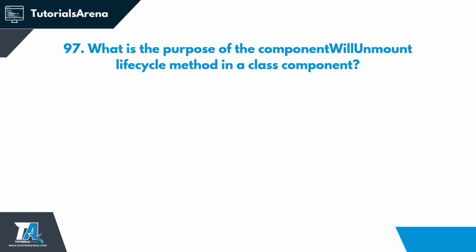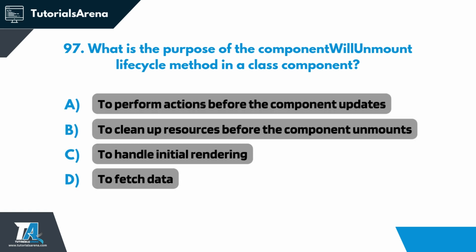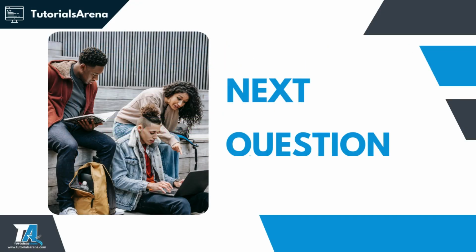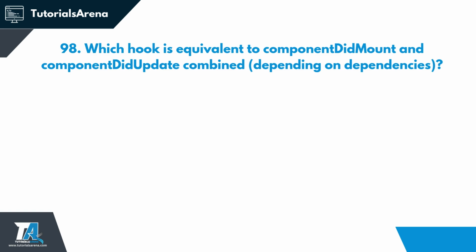Question 97. What is the purpose of the componentWillUnmount lifecycle method in a class component? The options are: Option A, to perform actions before the component updates. Option B, to clean up resources before the component unmounts. Option C, to handle initial rendering. Option D, to fetch data. The correct answer is option B, to clean up resources before the component unmounts. Moving on to the next question.